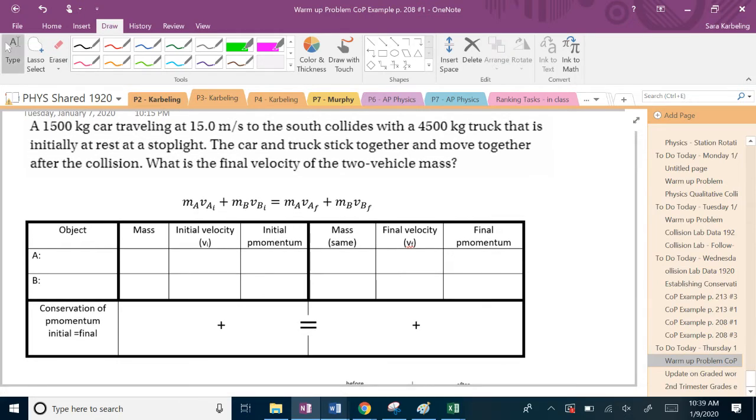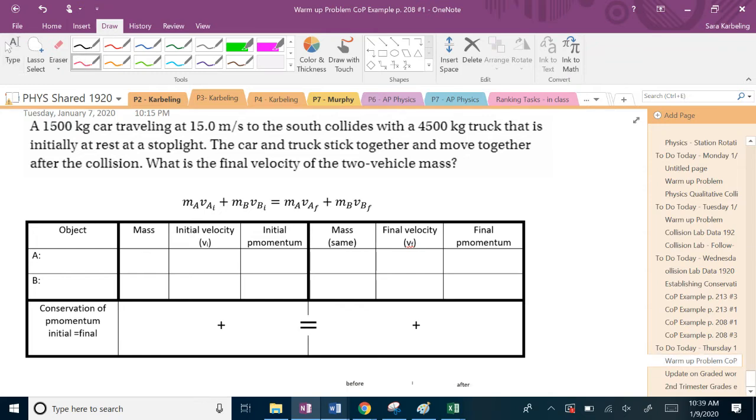The other thing that I wanted to remind you here is that this chart is really just to help you get yourself organized. There are a lot of givens, a lot of things that we need to keep track of. All right, so we've got two different objects. What are my objects? A car and a truck.